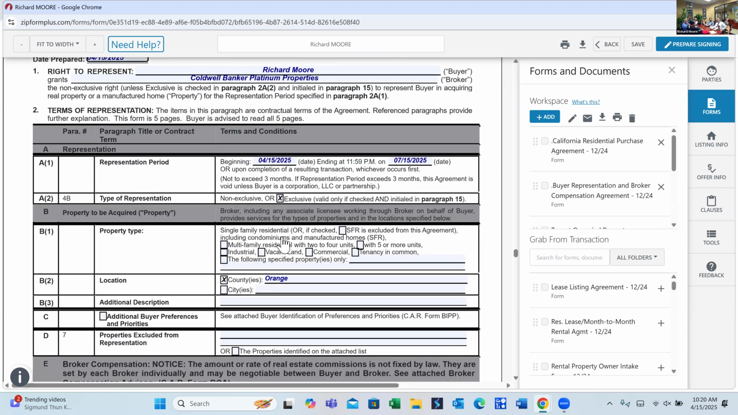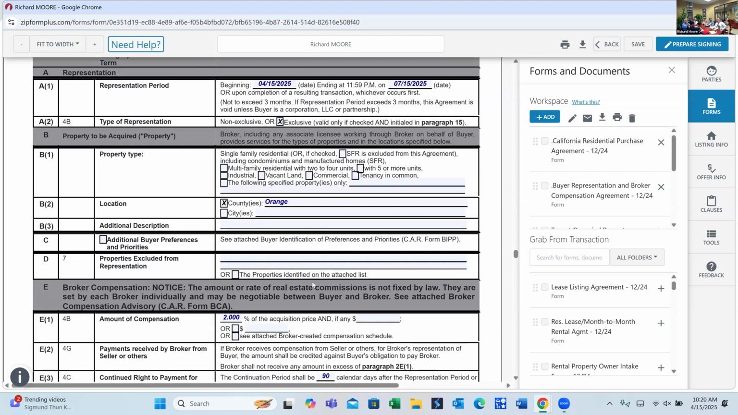So the type of properties B1, I'm going to just say single family homes. I can exclude, or I can include all these other properties. Then the simplest way to identify the property is the location. Just type in the counties. Right? Could be Orange, San Diego, Riverside. Make it expansive. There's nothing wrong with that.